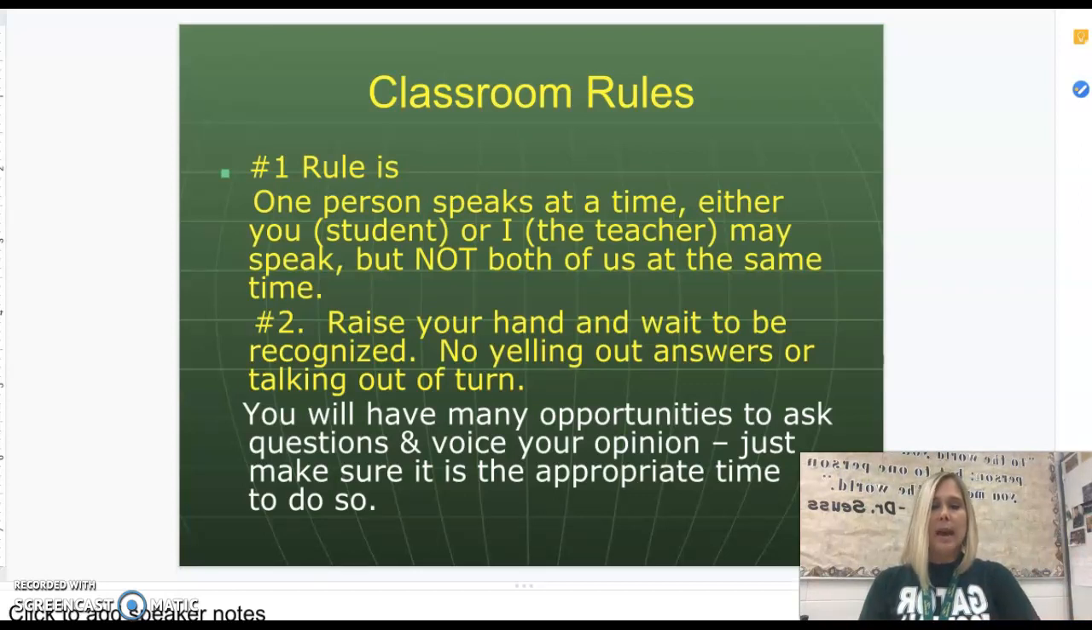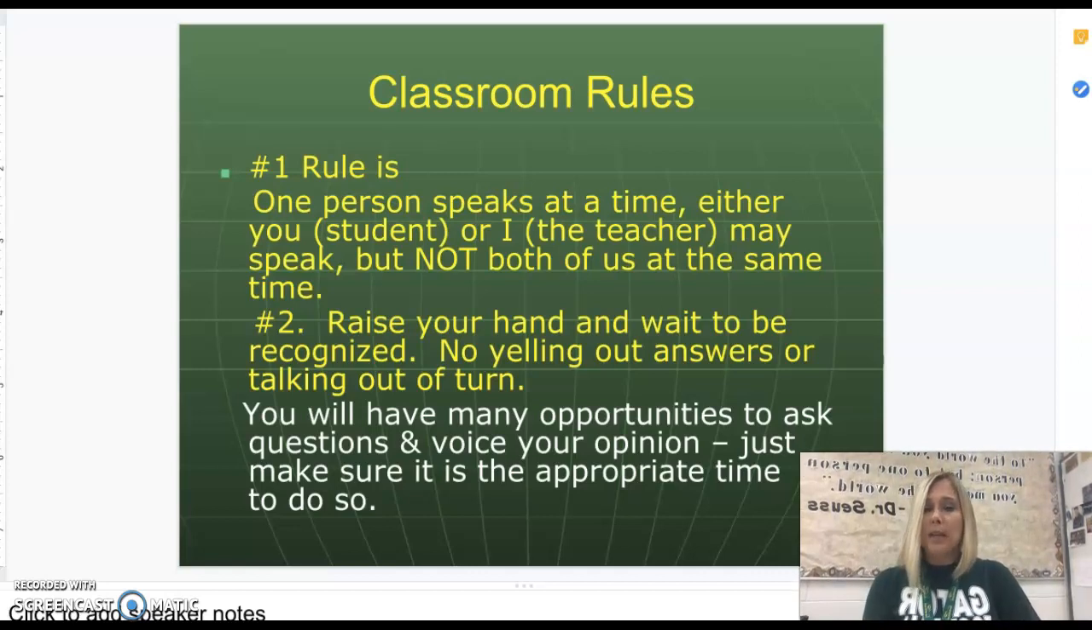We're not going to yell out anything or talk out of turn. There may be some instances where I ask for class responses, and I will let you know whether it's a class response or I do want you to individually raise your hand to answer some of my questions. Now, with the style that I teach in, which is a dialogue teaching style, more about that later, you will have many opportunities to ask your questions and voice your opinions. We just have to make sure you're doing it at the appropriate time.